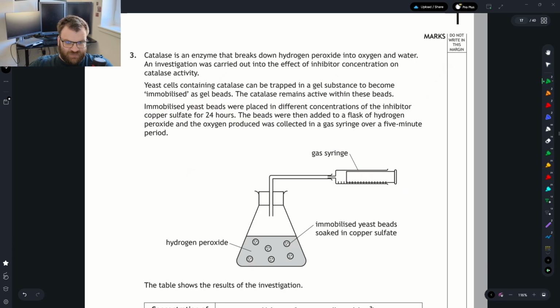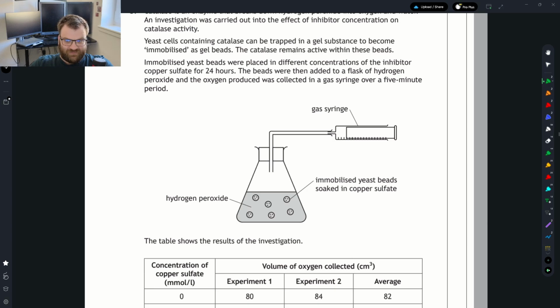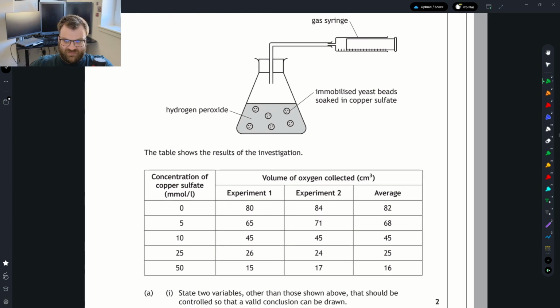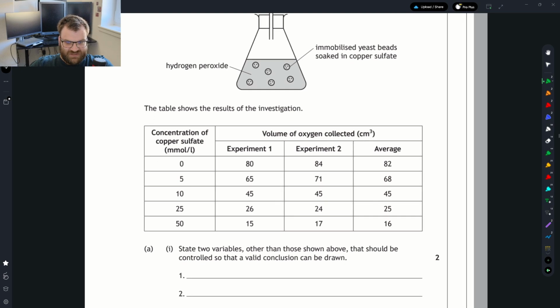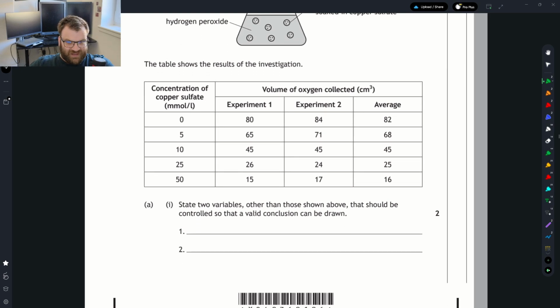This one we're talking about enzyme activity, we're talking about catalase breaking down hydrogen peroxide into oxygen and water. This is likely for a lot of people to have been their assignment experiment, a very common one to be used because it works well and you can get good data from it. We're dealing with little beads, we're producing oxygen and catching it in the gas syringe. We're thinking about what things could have an effect on the results, so we need to control them to ensure that they don't have an effect.